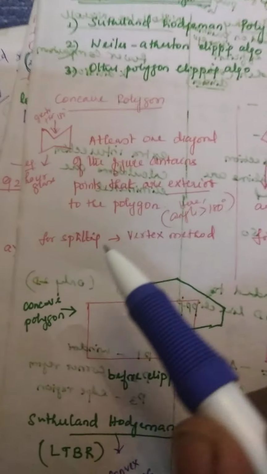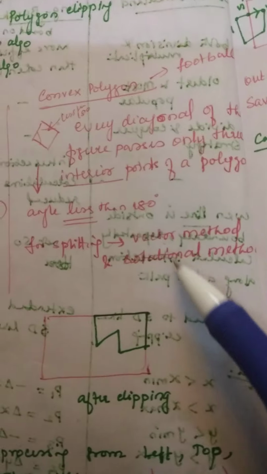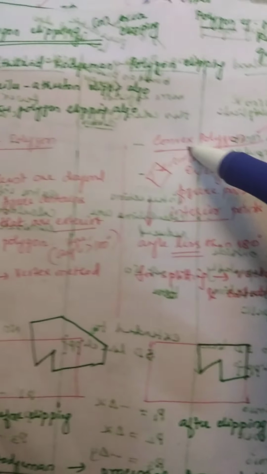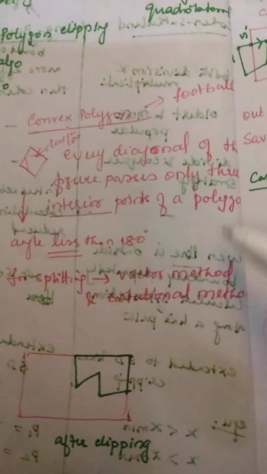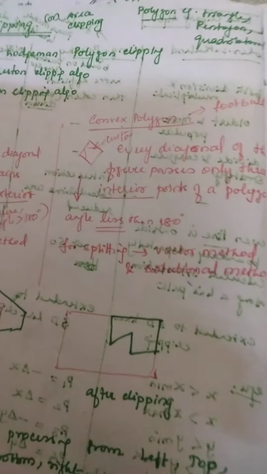If you want to split, we need to use the vertex method for concave and the vector method or rotational method for convex polygon. This Sutherland-Hodgman polygon clipping algorithm is always used for convex polygons. Okay, convex. So, the Sutherland-Hodgman concept will be using this convex polygon. Now, we will start this algorithm.